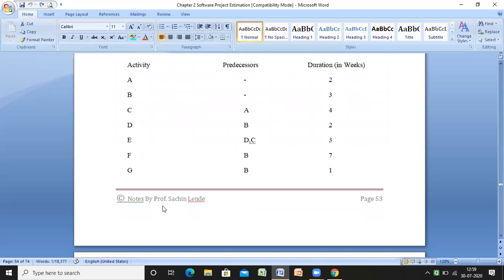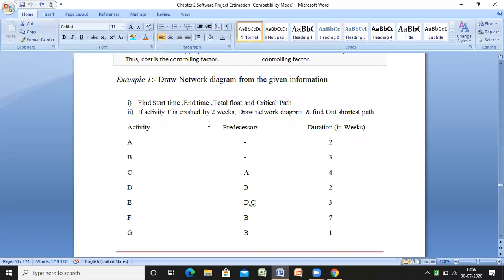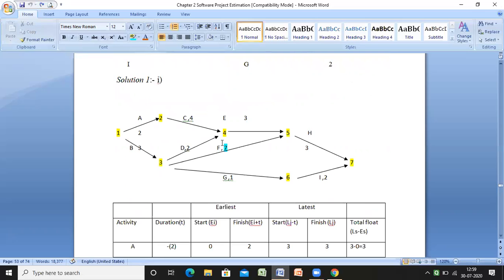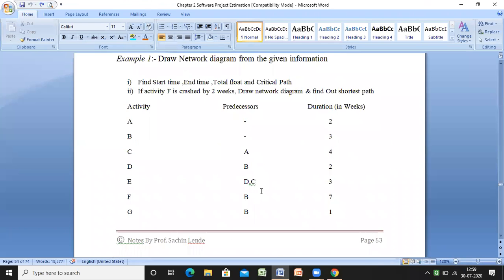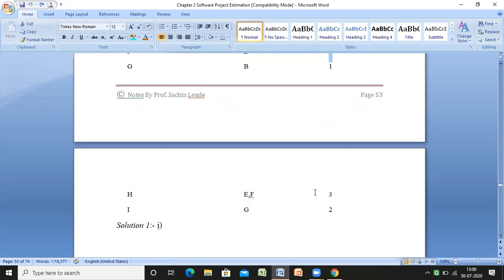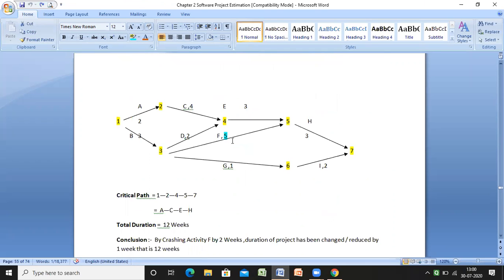Now the next question they ask is, if the activity is crashed by 2 weeks. I've deliberately marked this in purple. This is activity F, which we already discussed. Its predecessor activity was B and its duration is 7. So if the activity is crashed by 2 weeks, the duration goes from 7 to 5 weeks.